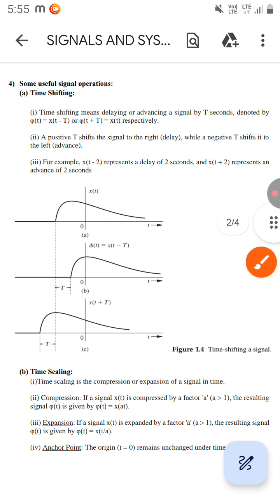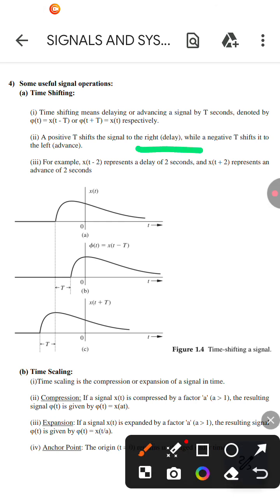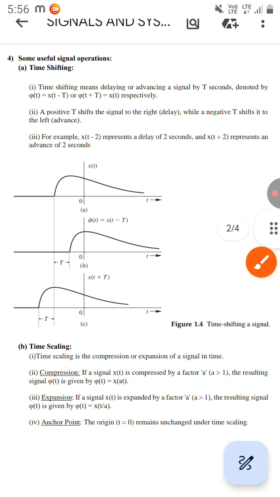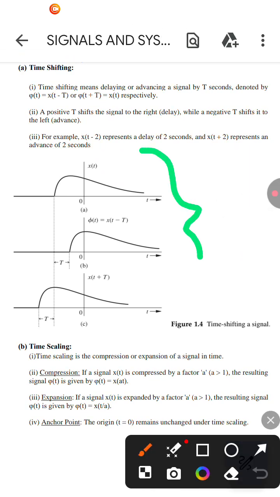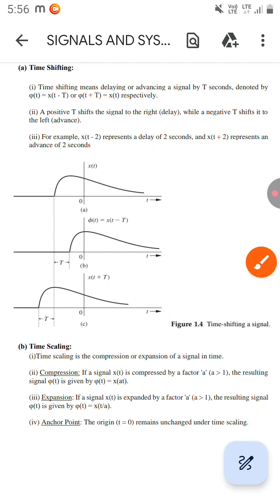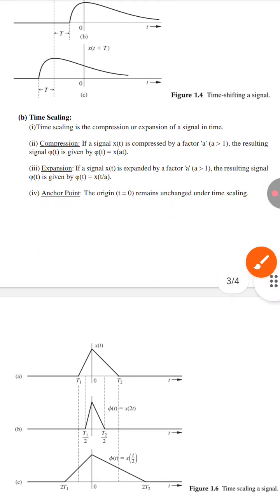Here a positive T shifts the signal to the right, which is delay, whereas a negative T shifts it to the left, which is advance. For example, x of t minus 2 represents a delay of 2 seconds, and x of t plus 2 represents an advance of 2 seconds. If you observe here, these three figures represent the time shifting, whereas the next one is time scaling.